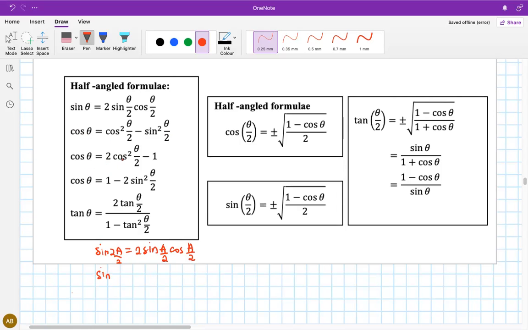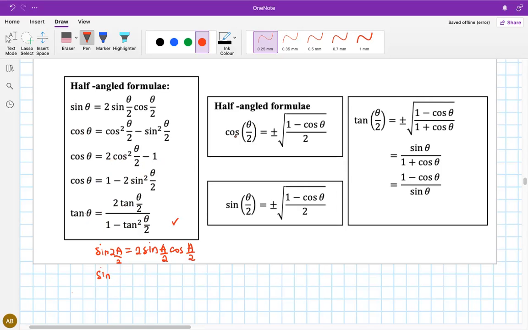And cos theta can also be written as 2 cos square theta over 2 minus 1, or 1 minus 2 sine square theta over 2. And tangent theta is 2 tangent theta over 2 over 1 minus tangent square theta over 2. So this formula is different from your notes. This is the correct one.